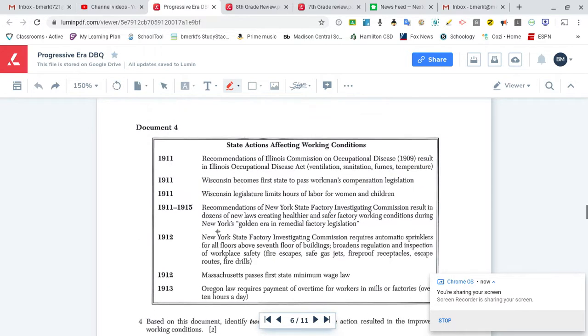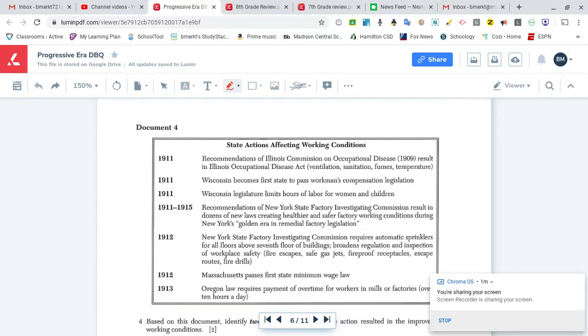As you go down through this document, you'll see things like Wisconsin limited the number of hours women and children could work. You could write that. Automatic sprinklers were installed in tall buildings. Fire escapes were put up. Remember the video we saw on the Triangle Shirtwaist fire? None of those things really existed at that time. So these different codes and laws that were passed definitely improved the conditions in the workplace.